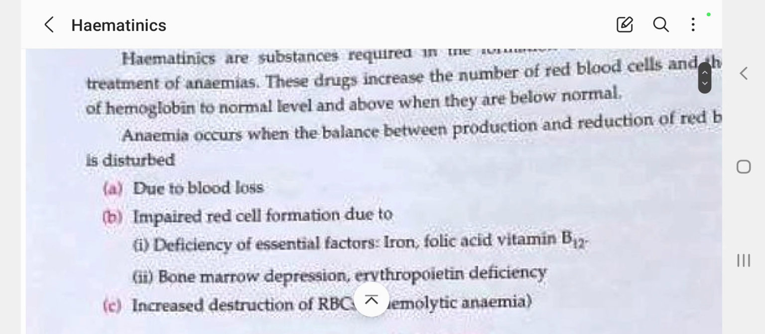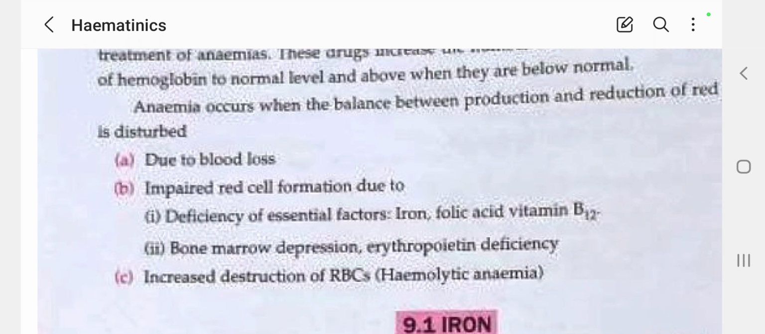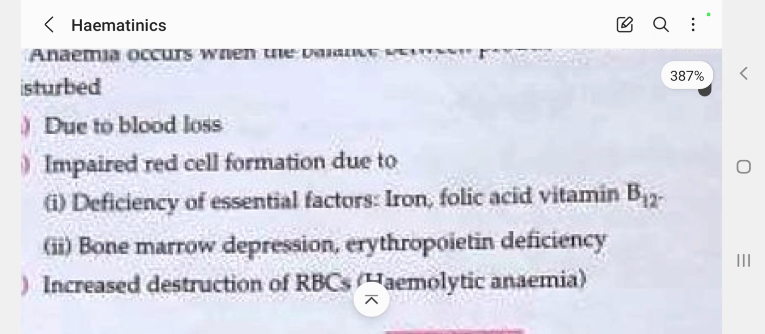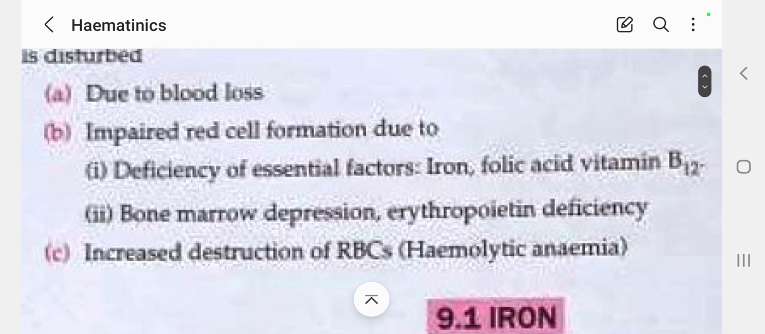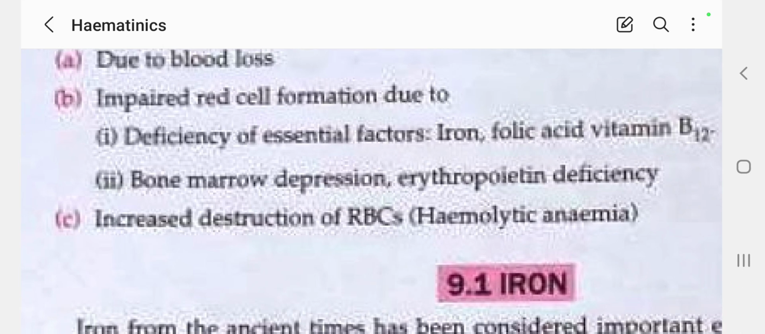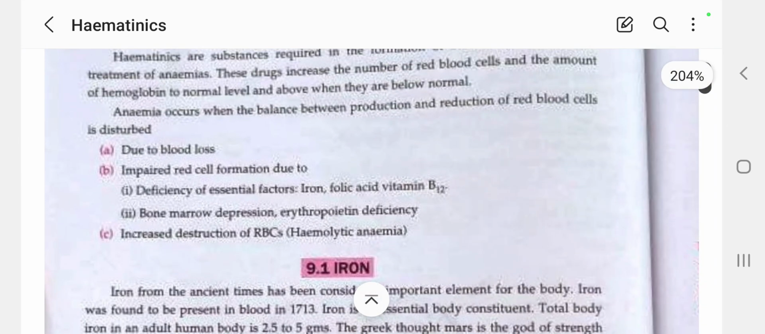So how does anemia occur? Let me repeat once again. First, due to blood loss, that means excessive blood loss from our body. Next, impaired cell formation, which occurs due to deficiency of essential factors. Iron is the important element for the formation of heme, and also folic acid and vitamin B12. Next, bone marrow depression or erythropoietin deficiency. Fourth, increased destruction of RBC, that is hemolytic anemia. So these are the main causes for the disorder of anemia.